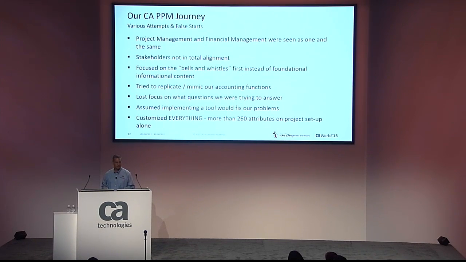Through this, we ended up losing focus on what we were even trying to answer from our project management delivery, and assumed that implementing the tool would fix our problems. It's a best-in-class tool, so if we implement it, we'll all become experts at project management and our troubles will go away. False assumption all around. Even more critical to us, we ended up customizing everything. The response to our questions was, well, we can add another attribute to track that, and we can add another attribute to track that, to the point where we had more than 260 custom attributes on project setup alone.